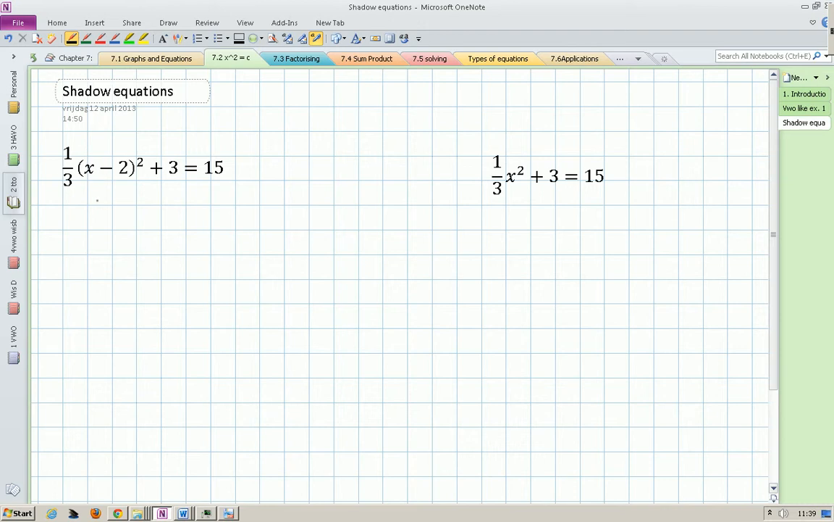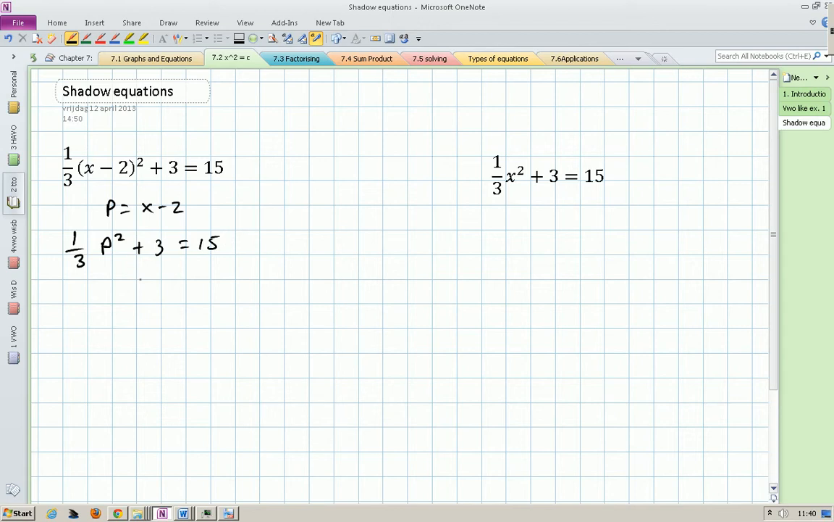But when we see an equation like this, we're able to basically solve it in the same way that we solve this equation. And we do that by introducing a new variable, by saying, I'm going to say that p is equal to x minus 2, and I'm going to replace the x minus 2 with this p. So this will give me 1/3 p squared plus 3 is equal to 15.